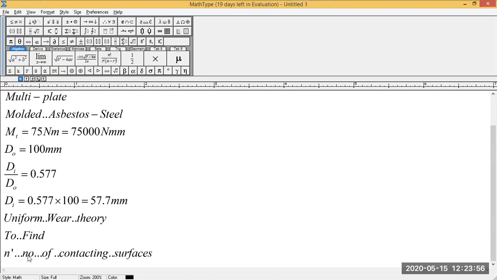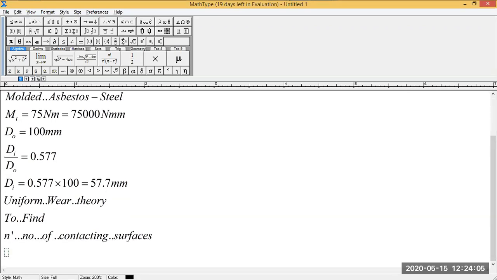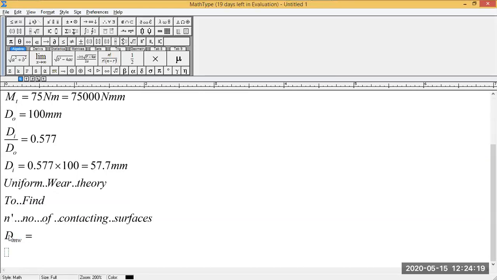Okay, so number of contacting surfaces is required to find, and I don't think any other dimension is required. Only the mean diameter will be required, that is dmw. This is mean diameter. This is pretty simple. We just have to plug in the di and d naught. So two dimensions are needed to be found.